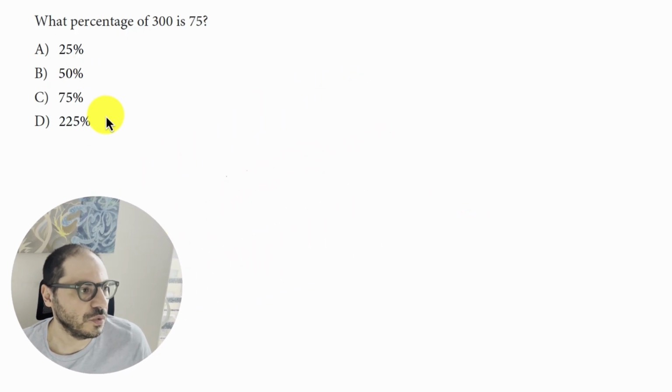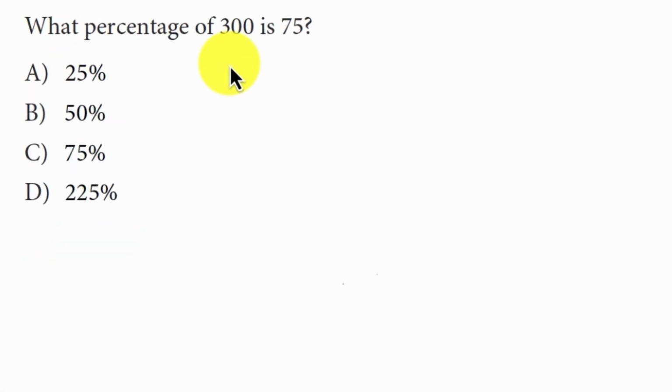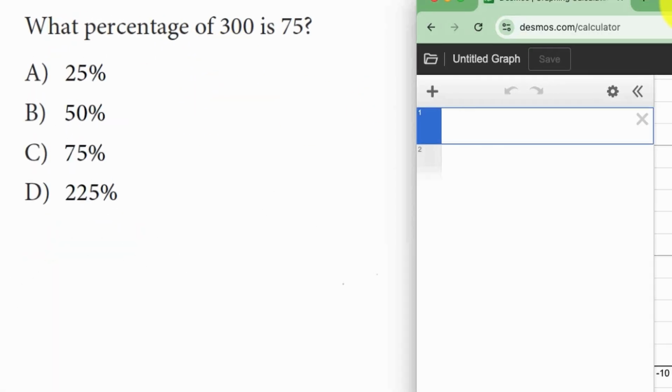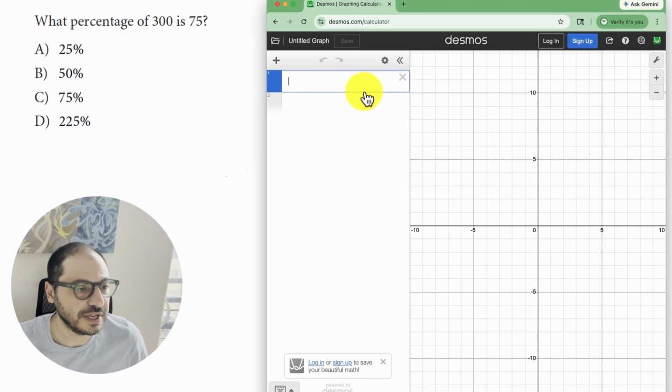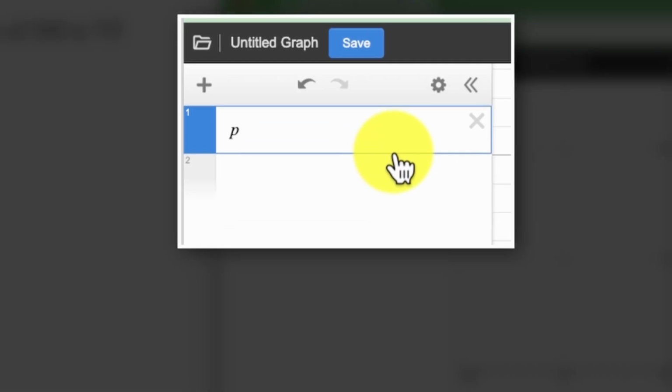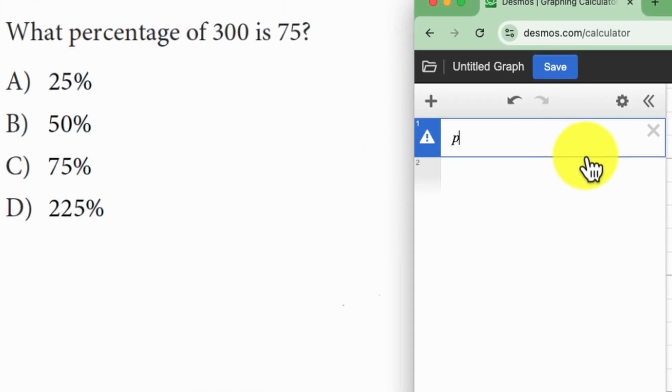So let's just do this first one. What percentage of 300 is 75? So we're going to start with a relatively easy one. What percent is just whatever percent. You can use any variable like P percent of, so what percent of 300? P percent of 300. So when you put in percent, it already puts the of. You can also do P and then type out percent, or do the percent symbol, it doesn't matter.